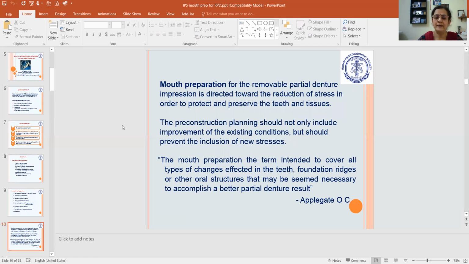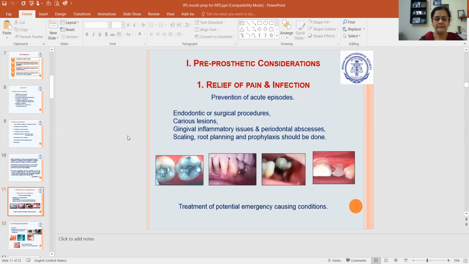So mouth preparations for removable partial denture construction is directed towards the reduction of stresses in order to protect and preserve the tooth, teeth and tissues. The pre-construction planning should not only include the improvement of the existing conditions, but also prevent the inclusion of new stresses over the abutment, surrounding natural teeth as well as the underlying tissues. The mouth preparation term is intended to cover all types of changes effected in the mouth, foundation ridges, or other oral structures that may be seen necessary to accomplish a better partial denture result, as given by Applegate.